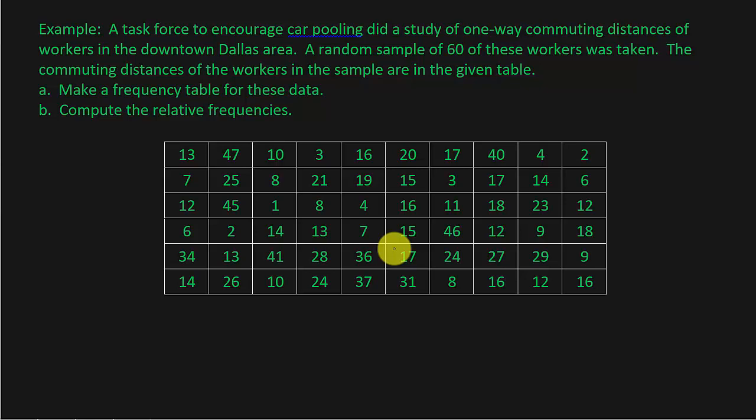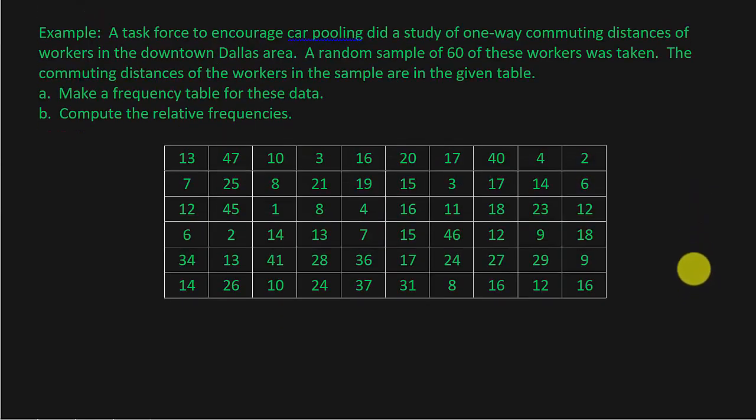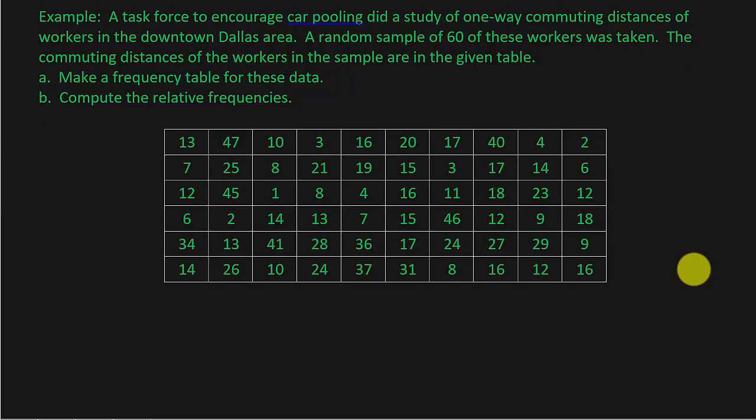All right, so let's make a frequency table. For this, in the problem, they didn't give us the number of classes, but I'm going to give it to you. For this example, we are going to use 6 classes. And like I said, this will normally be given to you. You can determine, there are formulas where you can determine how many classes you need to use.